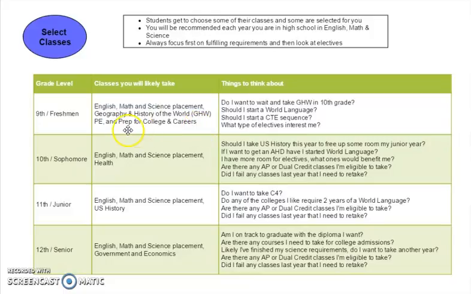Beginning this year, preparing for college and careers is becoming a requirement for freshmen. This is a semester-long class that, again, you are required to complete by the end of your freshman year.